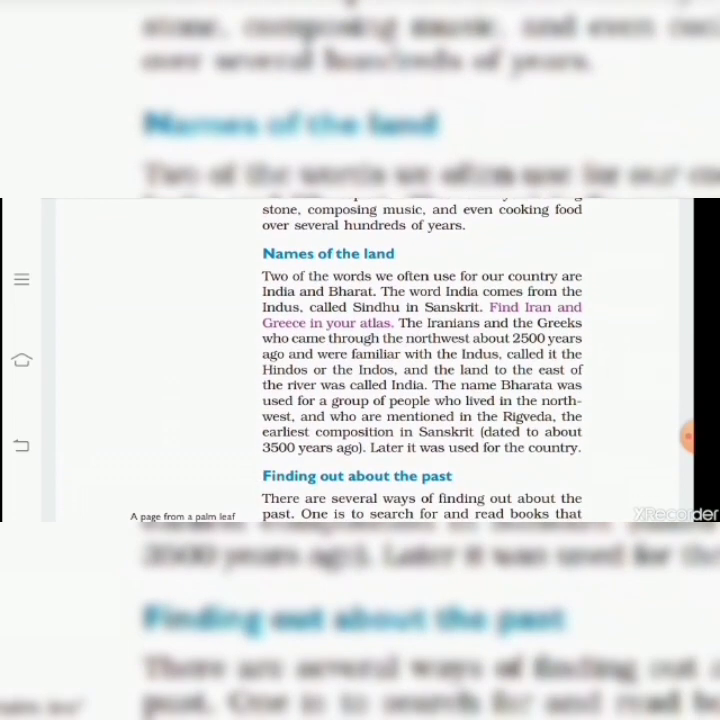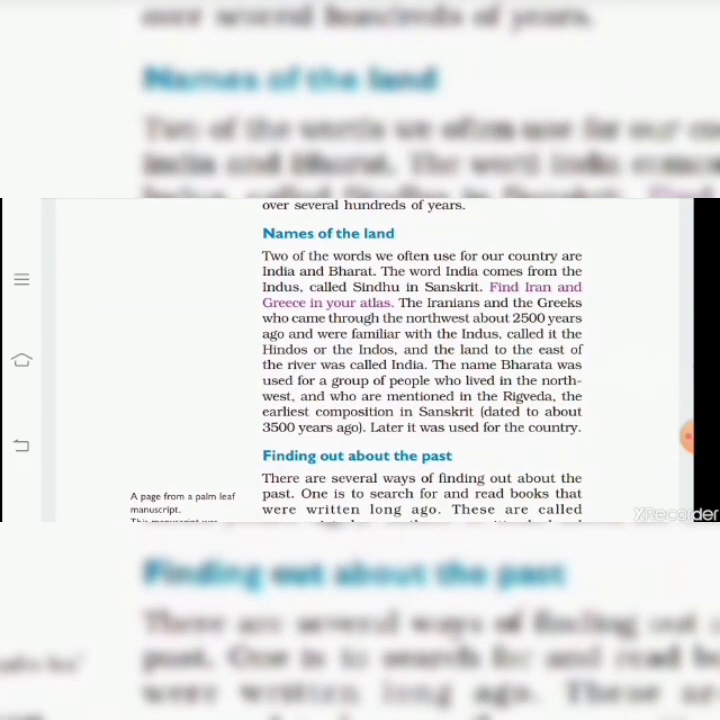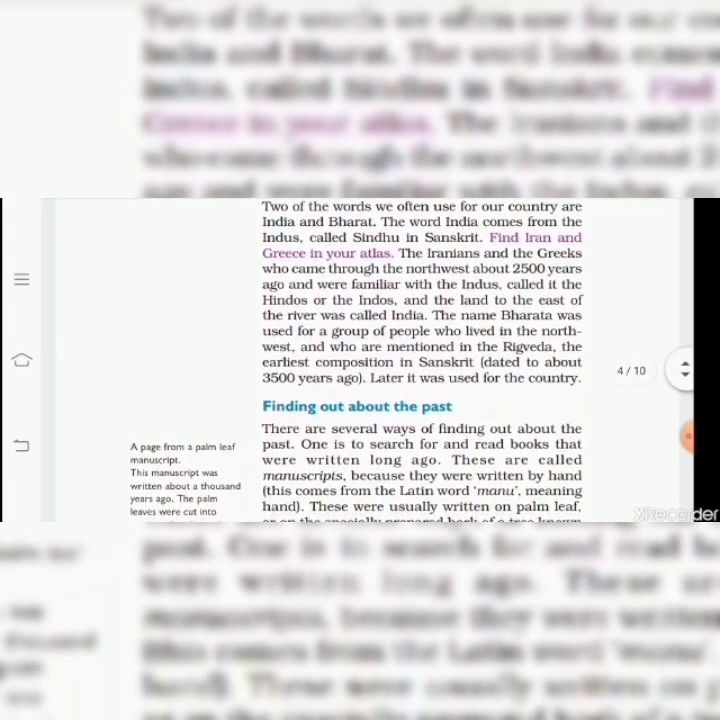Our next topic is names of land. India has come from the word Indus, which is the name of a river. The word Bharat was used for the people living in the northwest, which is mentioned in the Rig Veda.